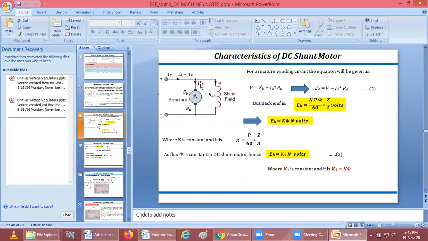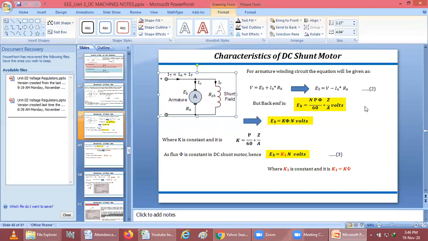Sorry, you can write IA into RA, or you can write EB, because EB is nothing but EMF. EMF is nothing but power supply. Power supply is nothing but battery, voltage. All are having the same meaning. We are supposed to calculate here voltage. So यहाँ का potential drop क्या रहेगा? ये armature का EB. So we can take as it is EB.